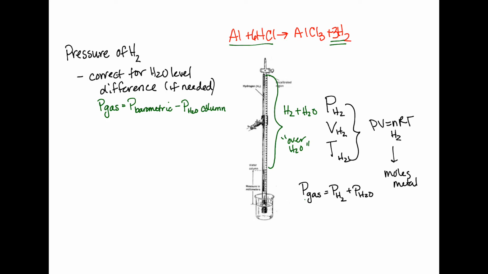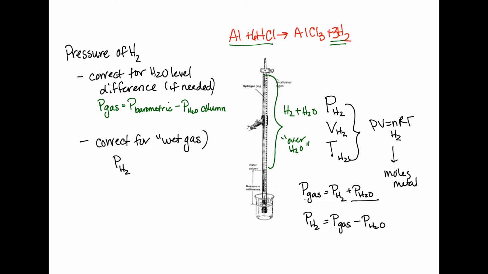And the pressure on the chart varies with temperature, so we need to know the temperature of the room so that we can look up the vapor pressure of water. And we're trying to find the pressure of our hydrogen gas, so we would take the pressure of the gas minus the vapor pressure of water. So the other correction that we need to do is we need to correct for the fact that we are working with a wet gas, and we find that the pressure of the hydrogen gas we're trying to study is equal to the total pressure of the gas minus the vapor pressure of water.